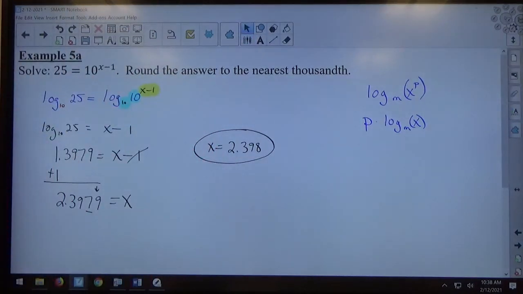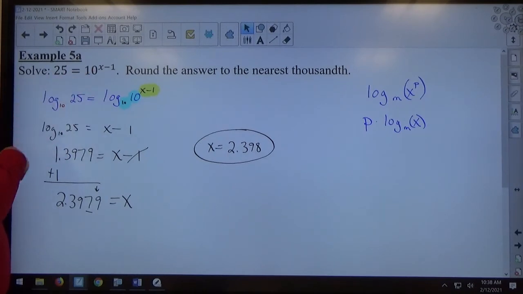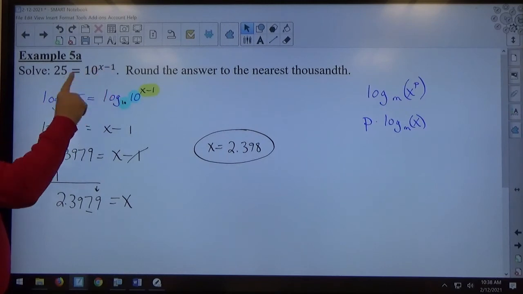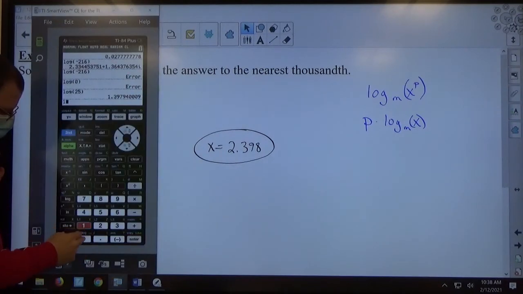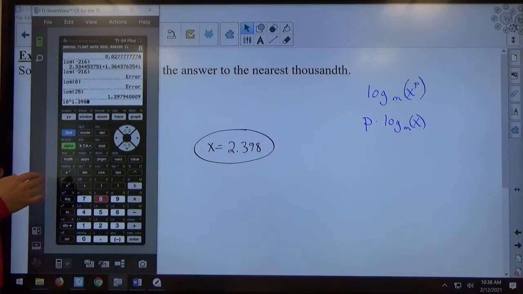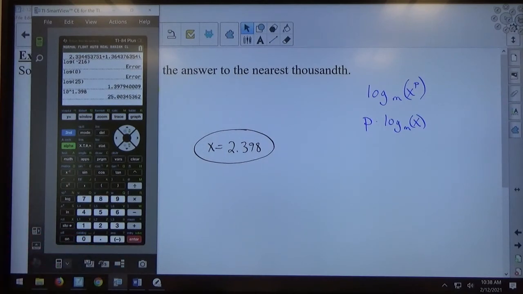If I go back to the original problem, if I replace x with 2.398, and I punch it in a calculator, 2.398 minus 1 is 1.398, right? So if I do 10 raised to the 1.398 power, it should be close to 25. Again, we rounded, so it won't be exactly right, but it should be pretty close. And 25.0035 is pretty close.